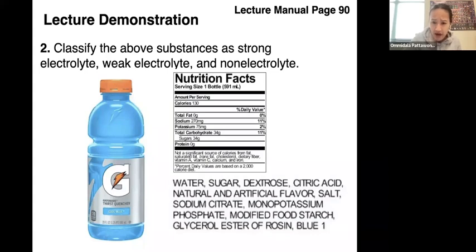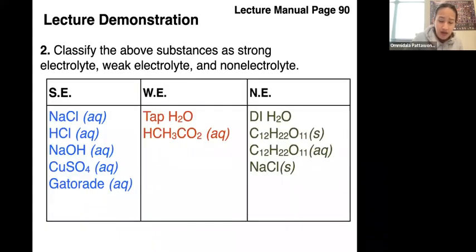So we have water. We know water is not going to be an electrolyte, according to what we see. Not sugar for sure. Dextrose is also another sugar, so that's not going to be it. Citric acid. If you go back to the observation that we made before, we have vinegar, which is acetic acid, and we have hydrochloric acid. Both acids are electrolytes.